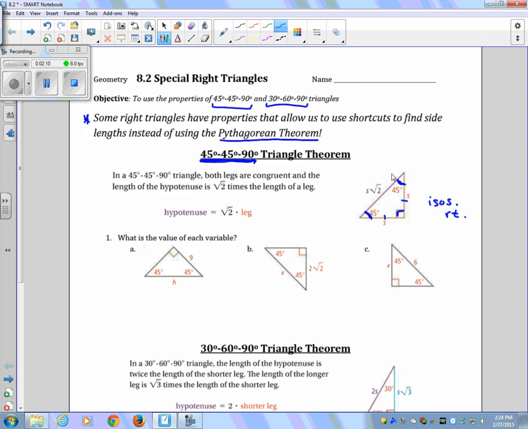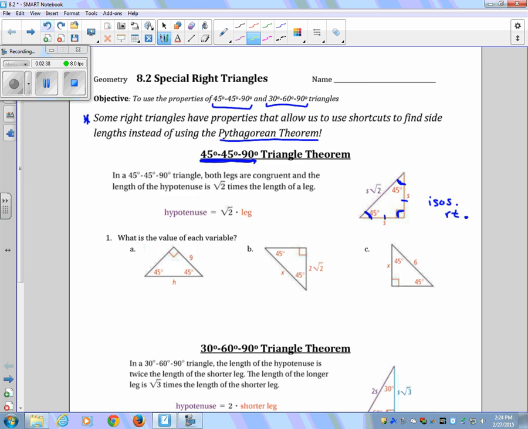So the relationship of the sides is going to be helpful because isosceles right triangles happen all the time. In fact, an isosceles right triangle is half of a square, right? So just by the fact that it's half of a square makes it happen a lot in different figures.